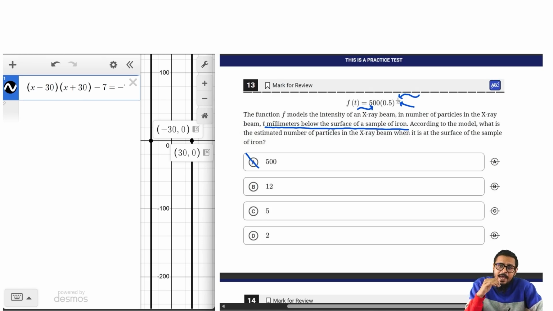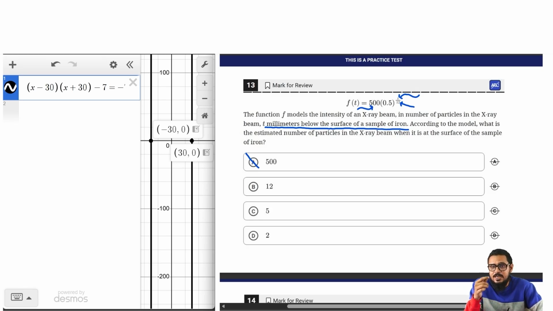So if I'm actually at the surface, it actually means that the examiner wants me to figure out the initial intensity of this X-ray beam. And we already concluded initially, every time you see an exponential function in its parent form, this coefficient always represents an initial value. So 500 is basically my initial value, or the value when time is 0, because anytime you use the word initial, the time is always 0.